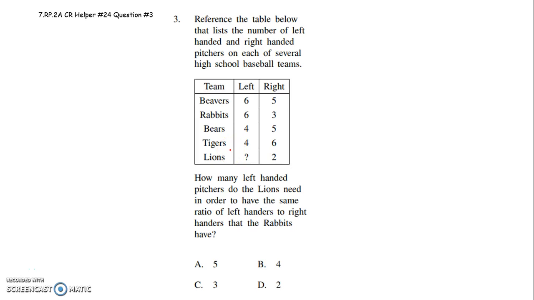Seventh graders, this is to help you with question 3 on CR 24. It says, reference the table below that lists the number of left-handed and right-handed pitchers on several high school baseball teams. How many left-handed pitchers do the Lions need in order to have the same ratio of left-handers to right-handers as the Rabbits have?